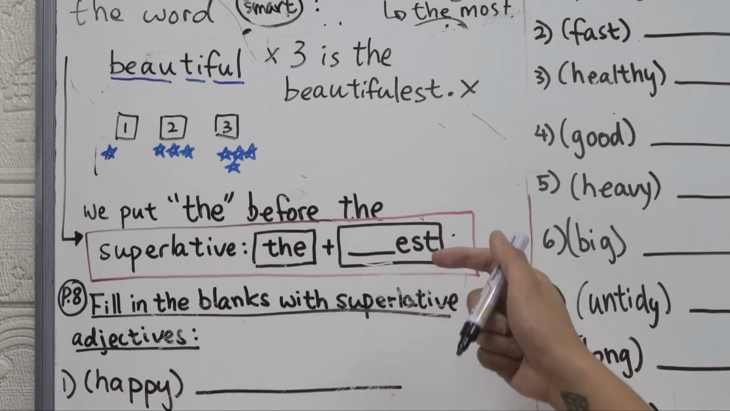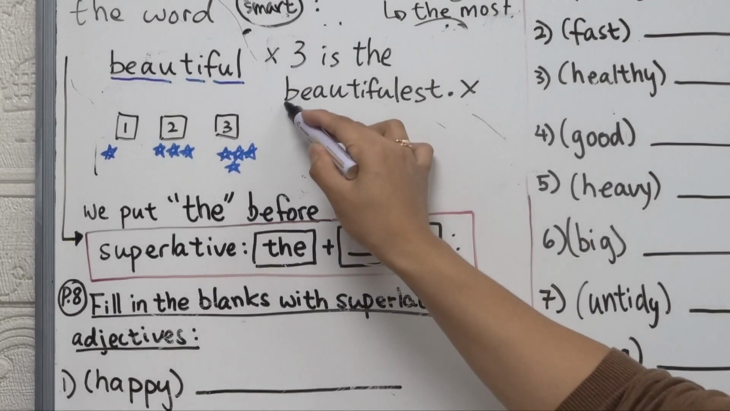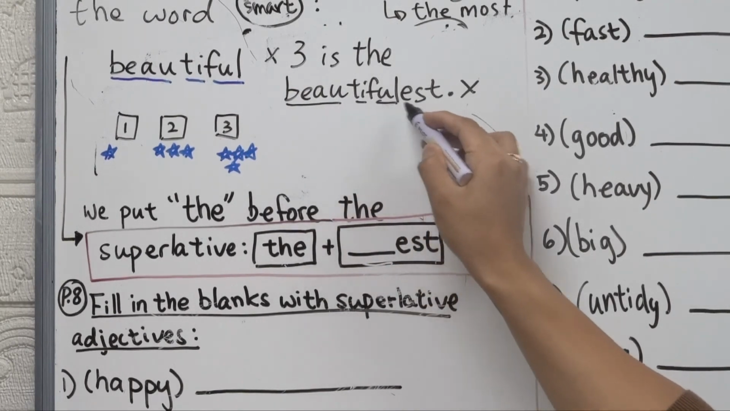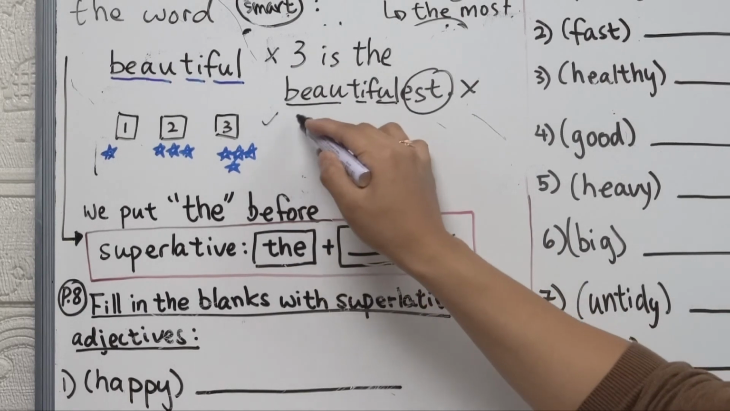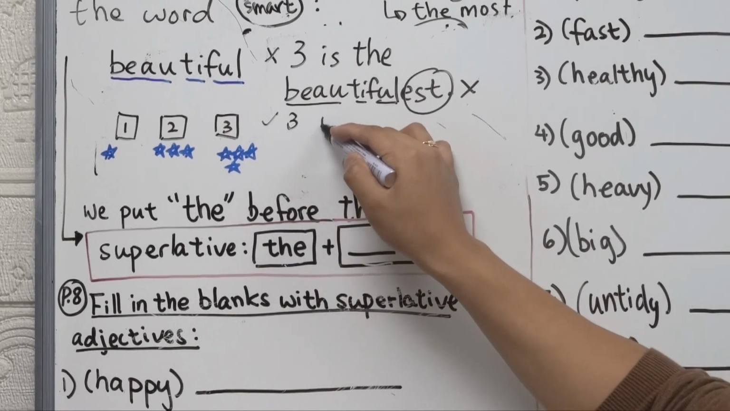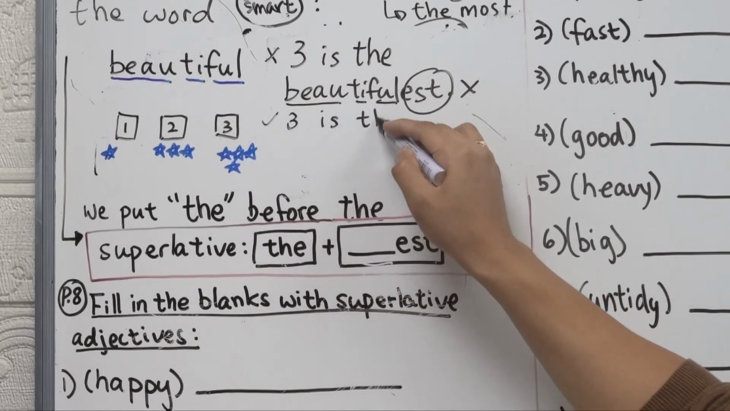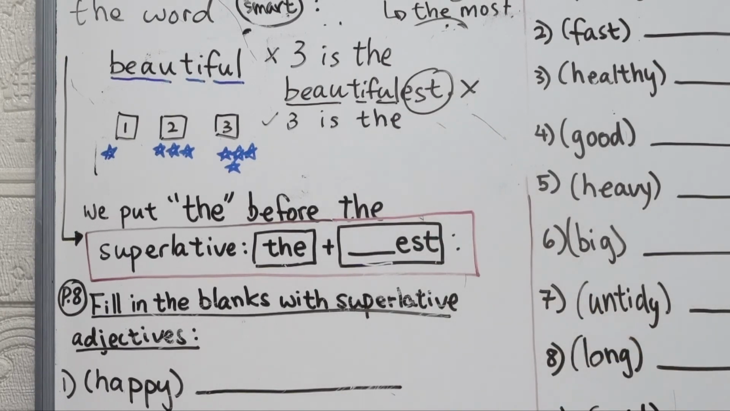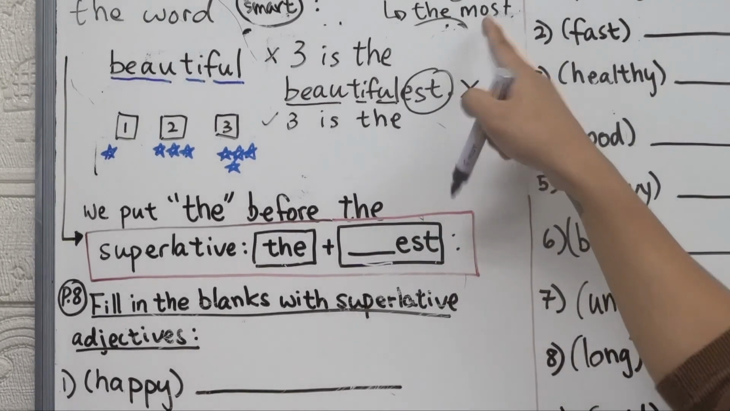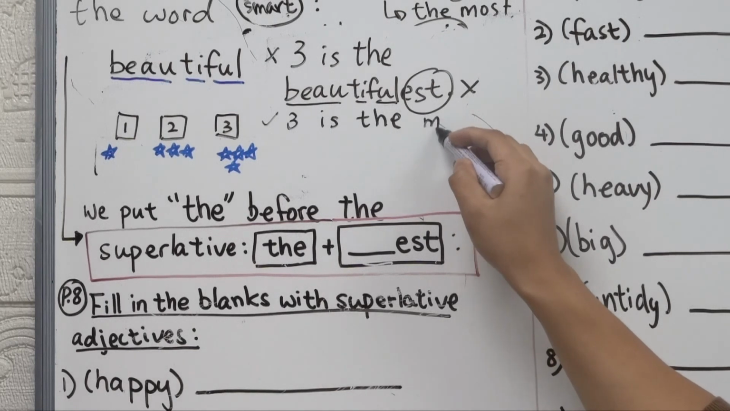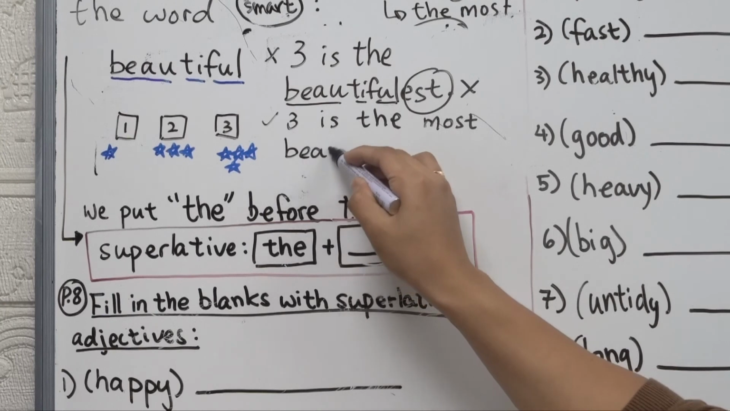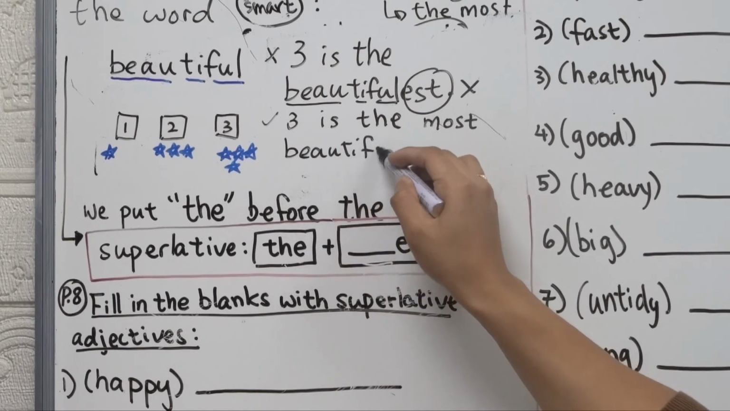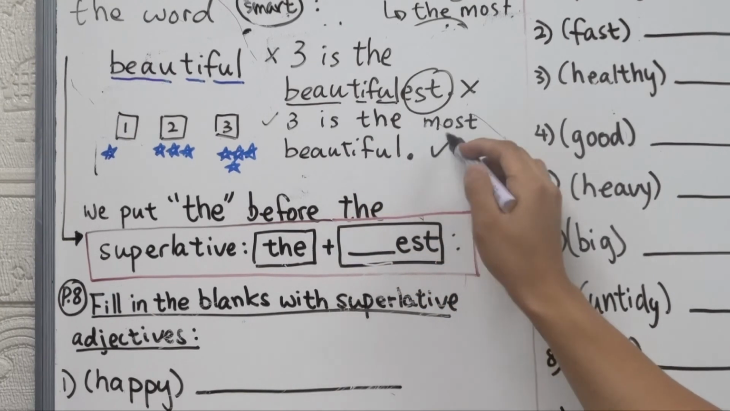Although we followed the rule, for three-syllable words, 1, 2, and 3, we cannot put est at the end. So the correct sentence should be 3 is the... maybe some of you know this already. The most, M-O-S-T, the most beautiful. Full stop. The most beautiful what?